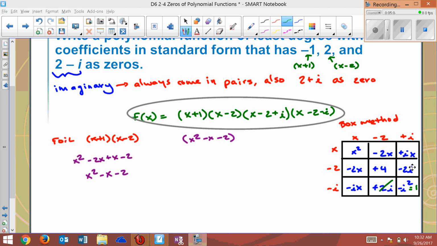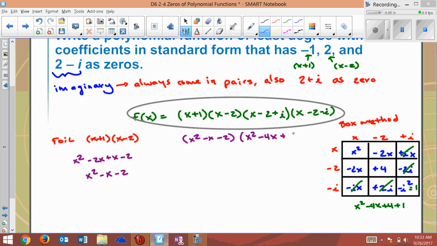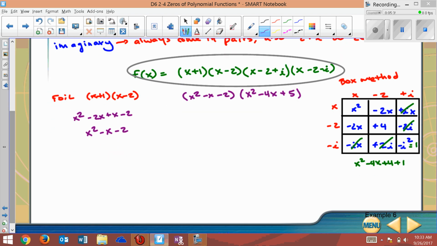This right here cancels with this one. This simplifies with this one. See, the i's always disappear. They always do. And so what are we left with here? We would be left with x squared minus 4x plus 4 plus 1. And so that's what you would multiply these two with. x squared minus 4x, and that would become plus 5 there. And now we could do one more box method to simplify one more time.